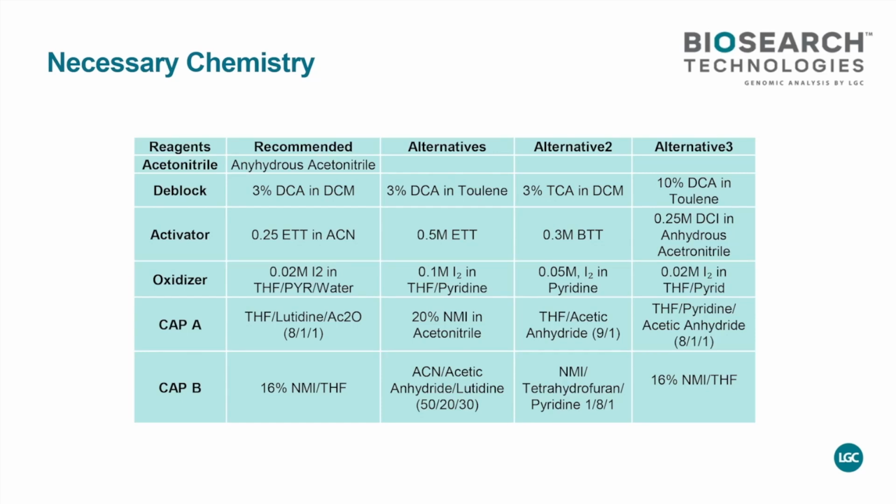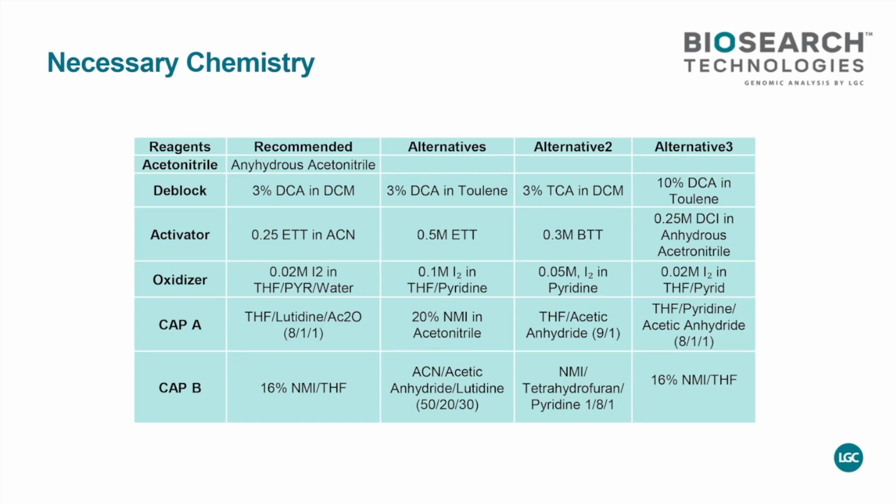So for the activator, there are 3 types: ETT, BMT, and DCI. DCI is mostly used in synthesis on the chip or in microfluidics, because this particular activator doesn't crystallize.